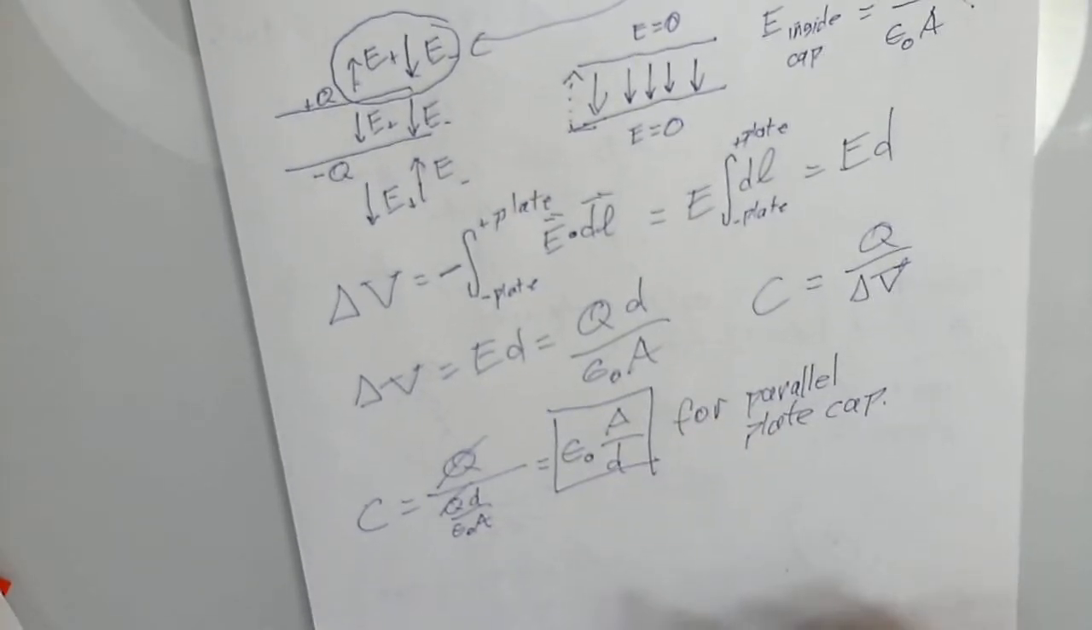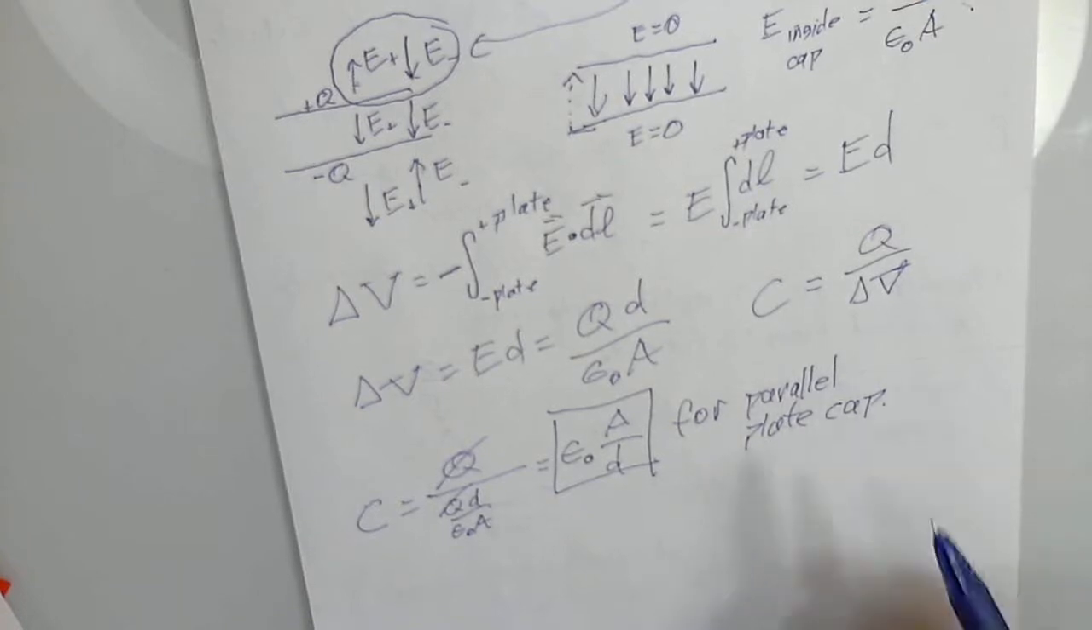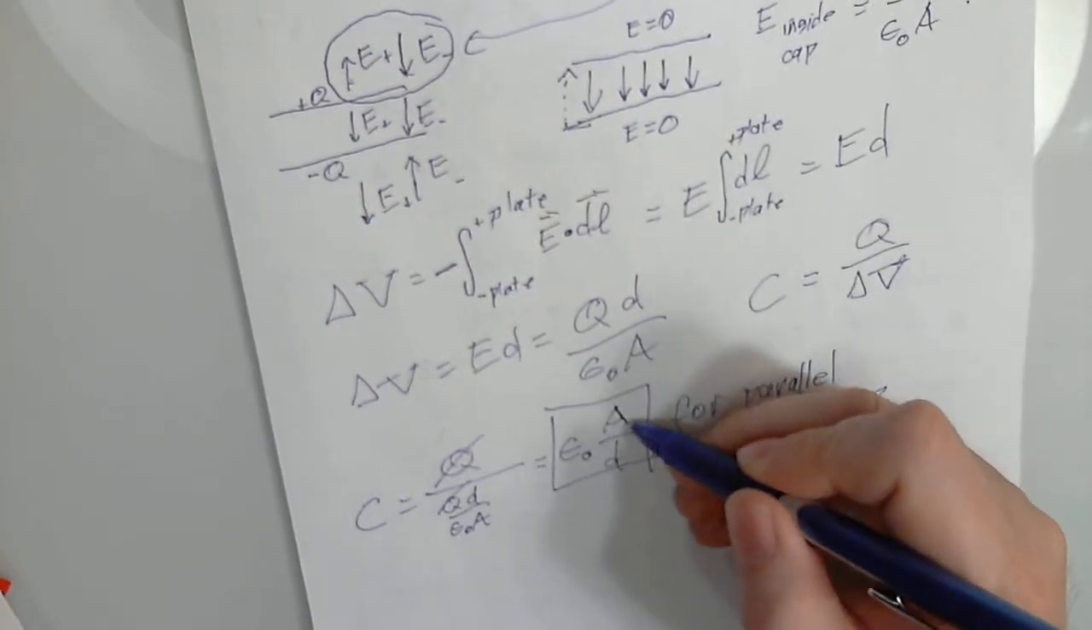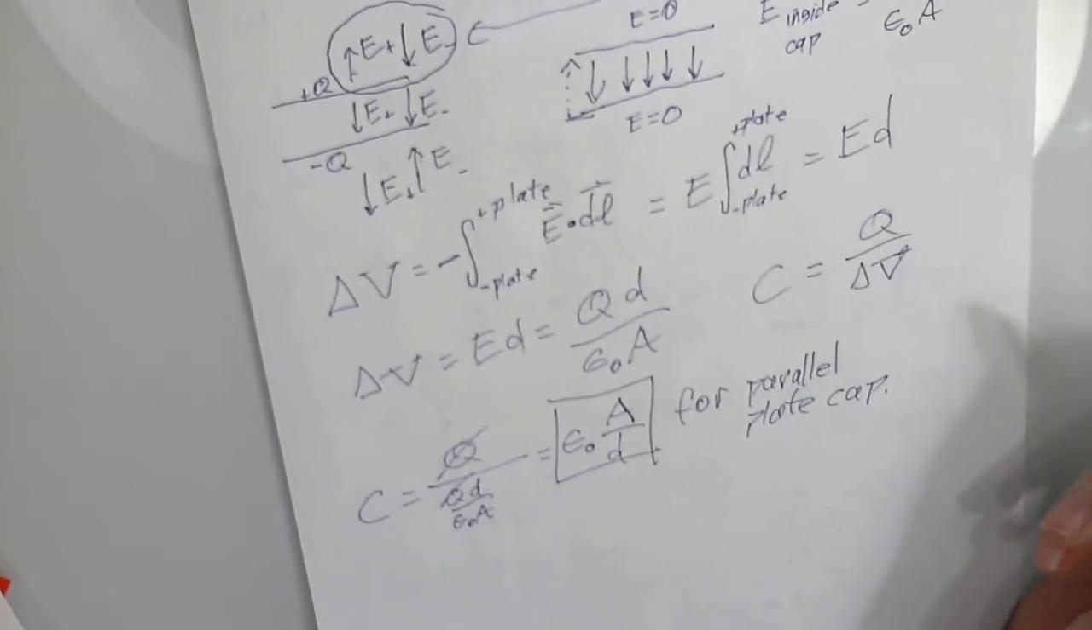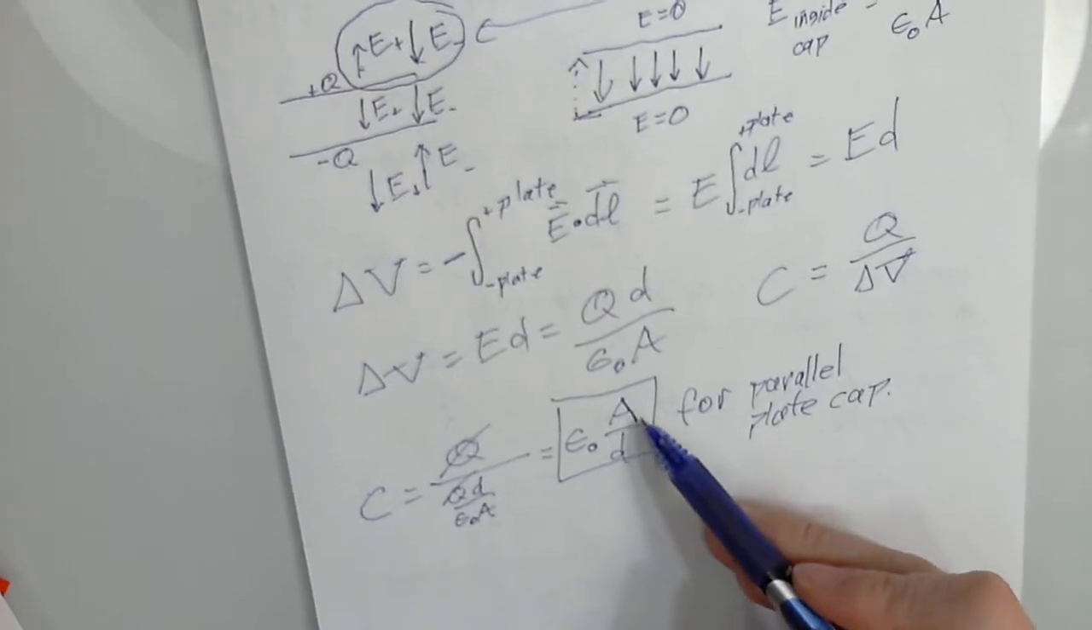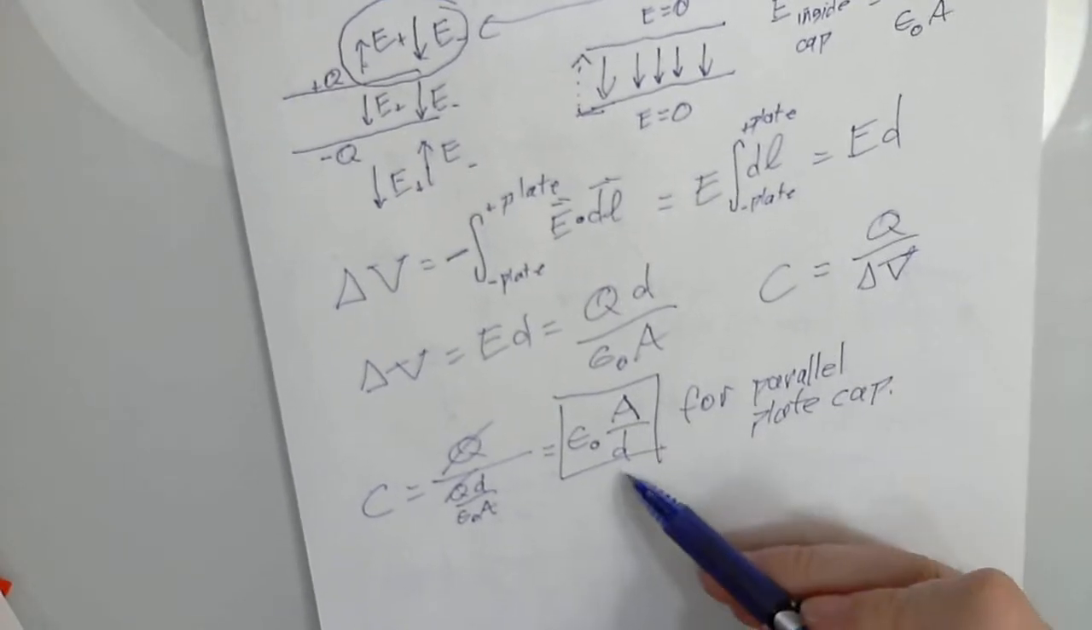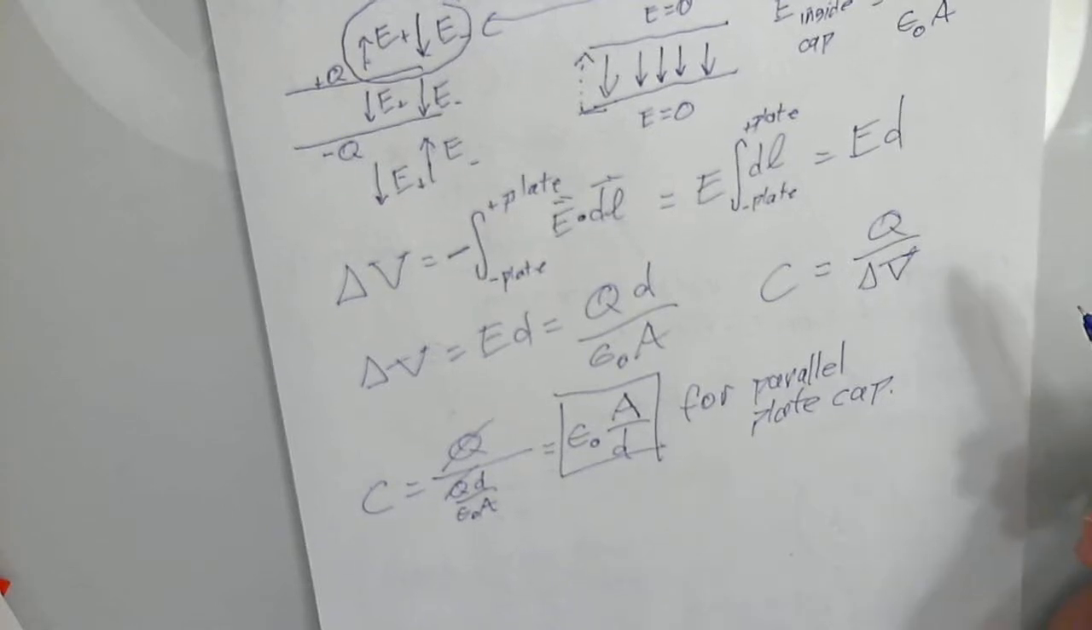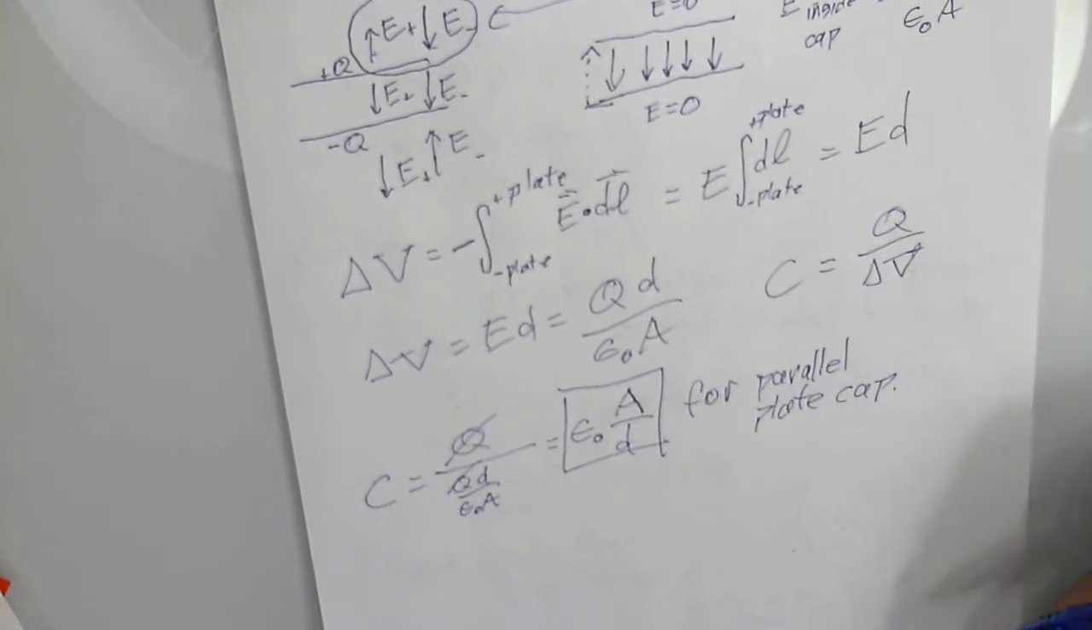All right, so this is useful. It tells you how to design a capacitor. If you want to get the biggest C possible, you need to have plates that have a very large area and that are spaced a very small distance apart from each other.